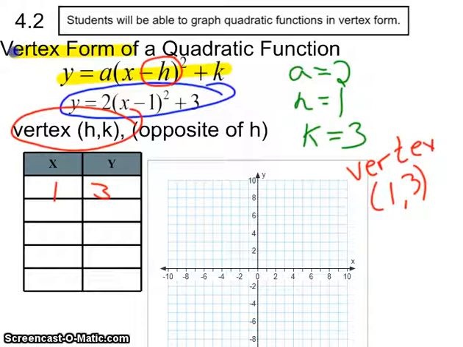So I'm going to graph (1, 3). I'm going to draw the dotted vertical line that goes through that point. And then your teacher requires 4 more points. So we're going to switch over to the calculator to get more points.